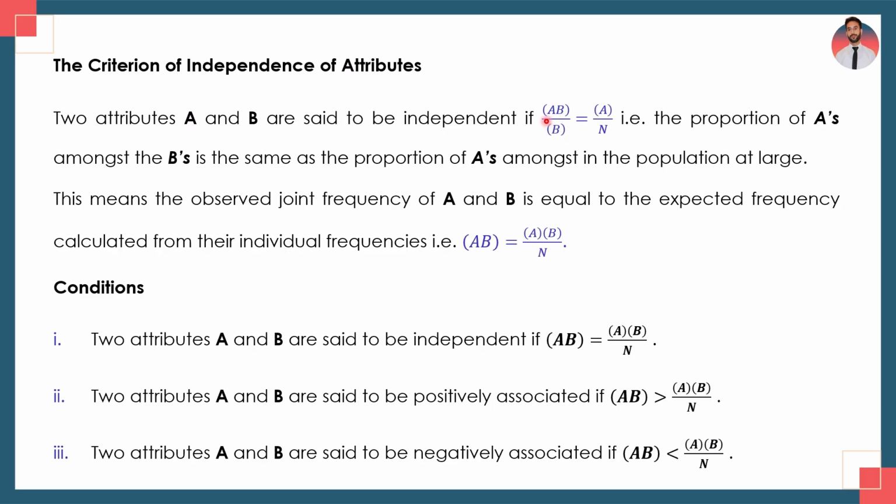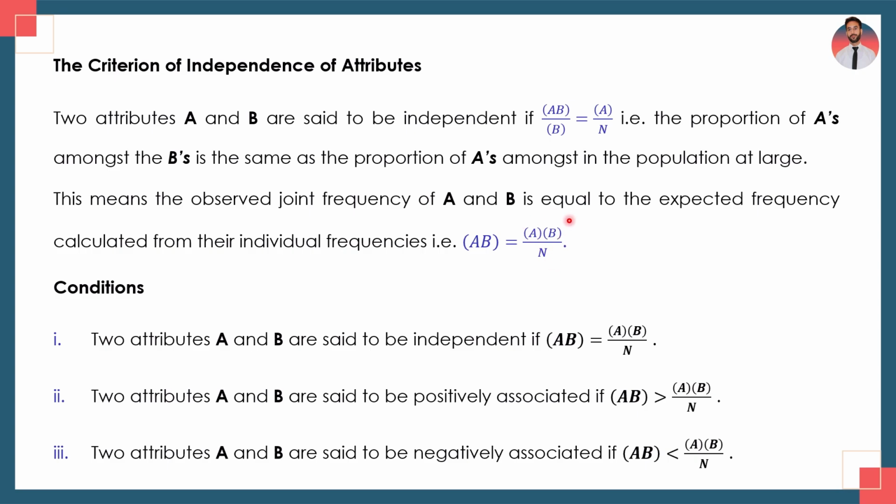यहाँ पे जो प्रोपोर्शंस बन रही है लेफ्ट साइड पे वो एज इक्वल टू A proportions of A from total, that is the proportions of A's amongst the B's is the same as the proportions of A's amongst in the population at large. This means the observed joint frequency of A and B, AB bracket is called frequency, and observed joint frequency is equal to the expected frequency calculated from their individual frequencies, that is AB bracket equal to A bracket into B bracket over N.